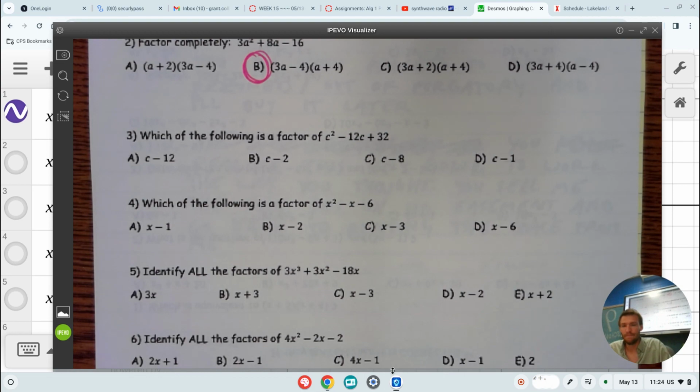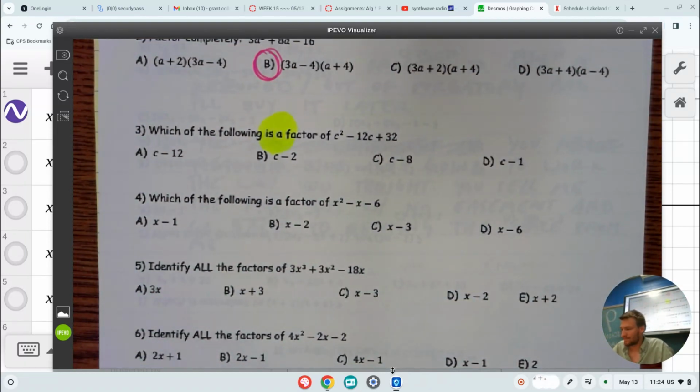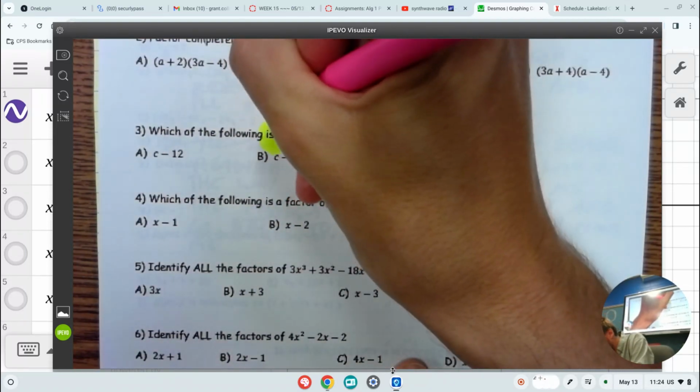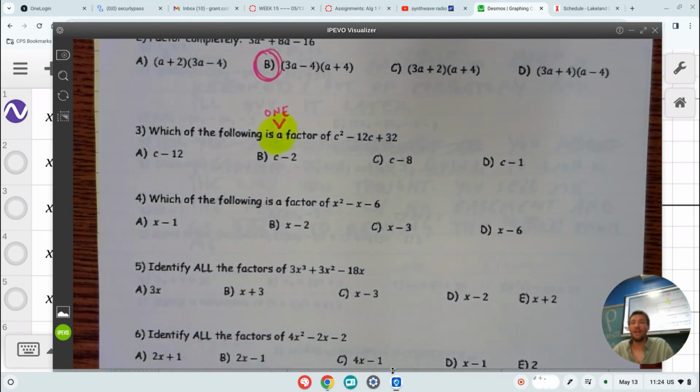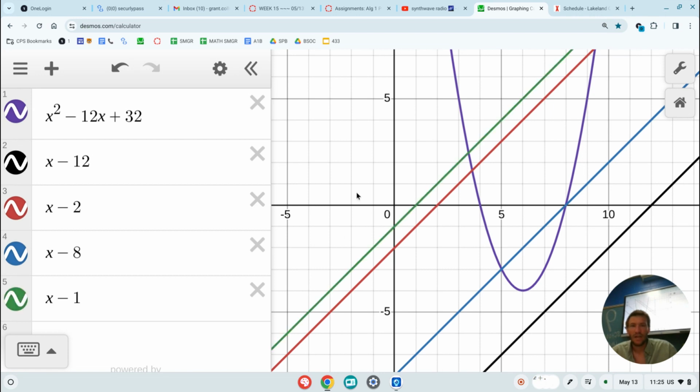Here's the secret that's going on. Number 3 says, which of the following is a factor? A factor means one. Which of the following is one factor? Remember, what factoring is: it's taking one thing that is combined together and kind of ripping it apart into 2 things. So we're not looking for both of the things. We're only looking for one of them. So looking at these different answer choices, there's something special about one of these answer choices. We've got a black, a red, a blue, and a green. Which line do you think has something special going on about it?